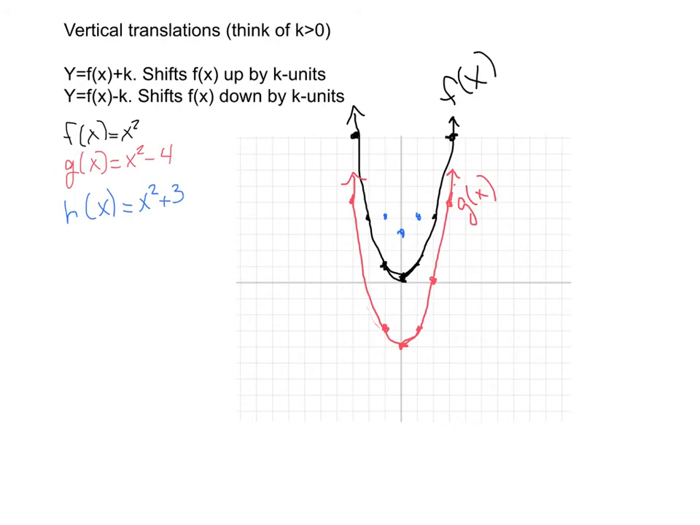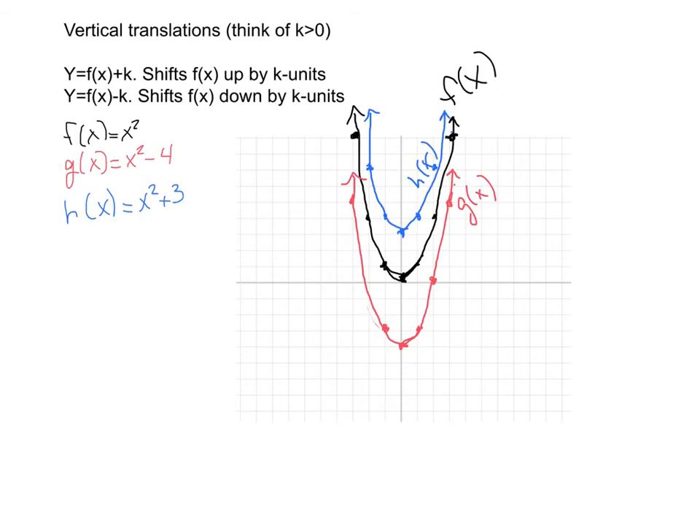So here, when x was 2, I'm moving that up 3 units. There's my new y value. And if I were to move this point when x was 3 up 3 units, it's going to be off the grid, so I'm not going to do it. But this was our function h of x.